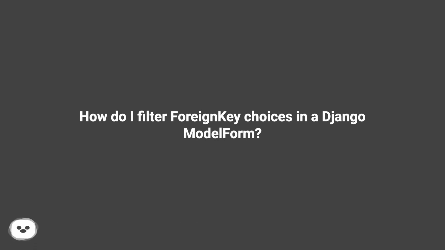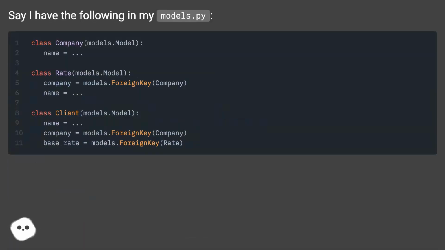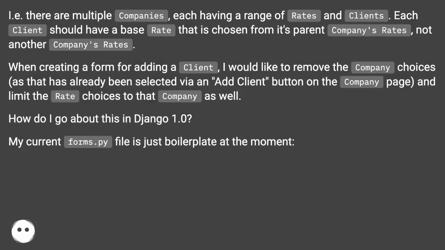How do I filter foreign key choices in a Django model form? Say I have the following in my models.py. i.e. there are multiple companies, each having a range of rates and clients. Each client should have a base rate that is chosen from its parent company's rates, not another company's rates.